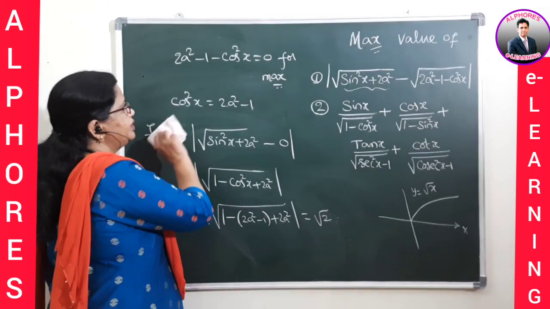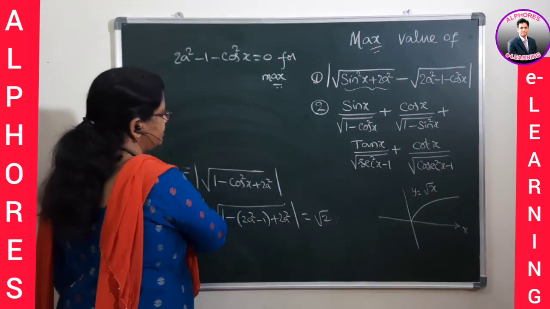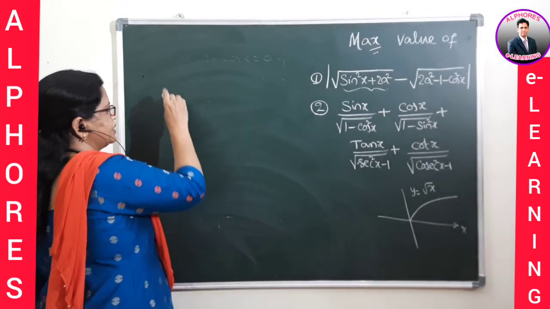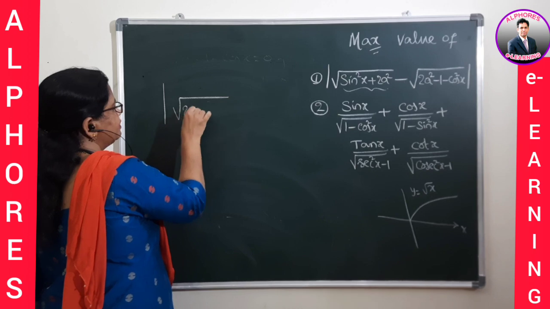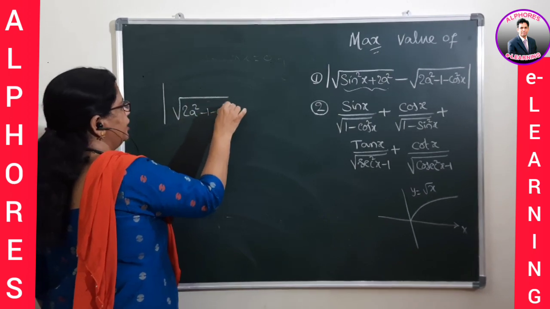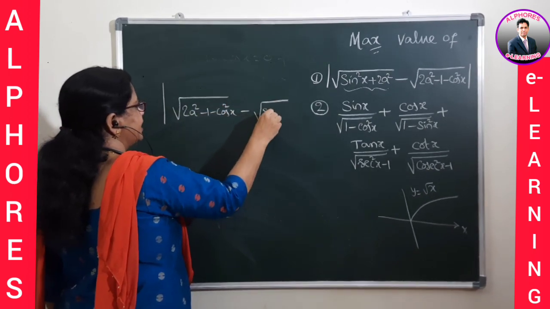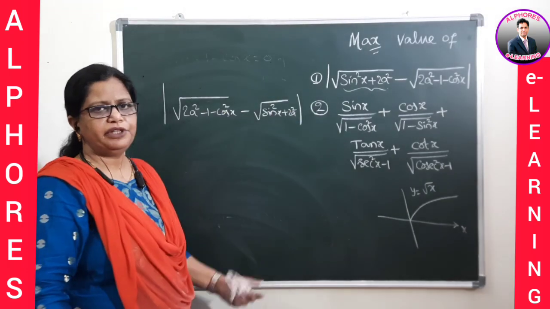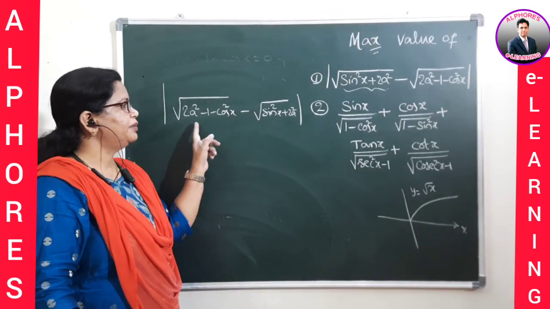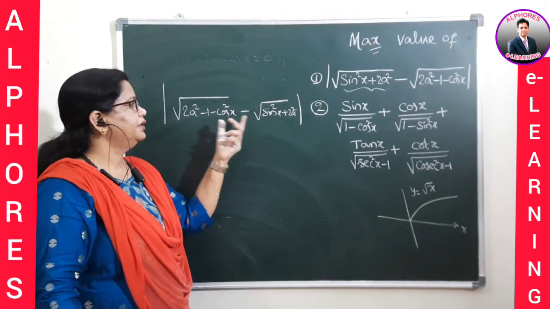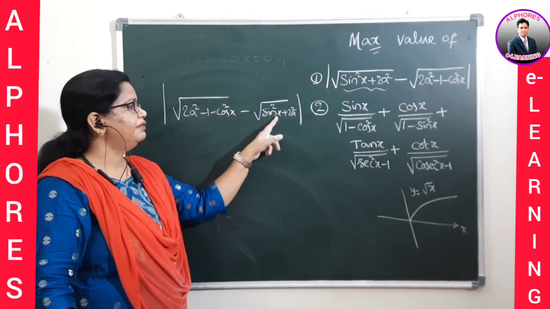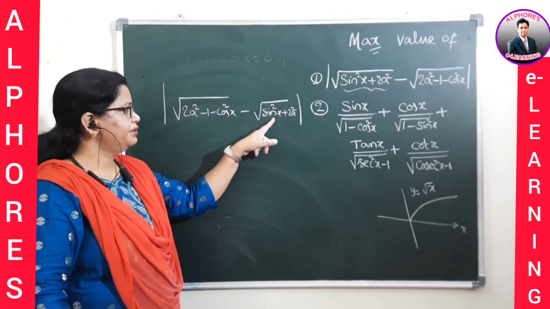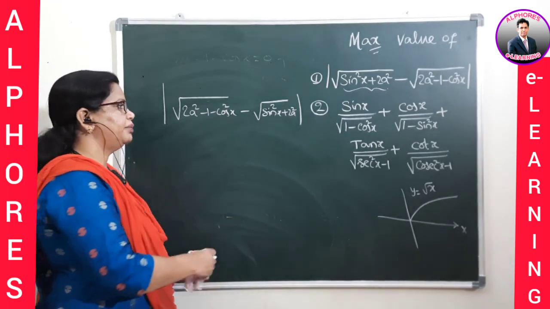The reason I am telling this many times is that they may give the same problem in this way also. Suppose they ask the square root of 2a square minus 1 minus cos square x, and minus the square root of sin square x plus 2a square. So in this way also they may ask the same problem. If they ask in this way, you may think that this is the first value, this is the value you are having minus, therefore we have to equate this value to 0. If you equate this value to 0, 100% the problem will be wrong.